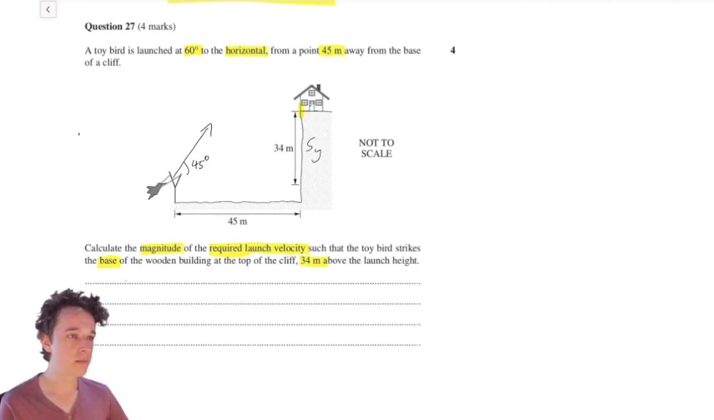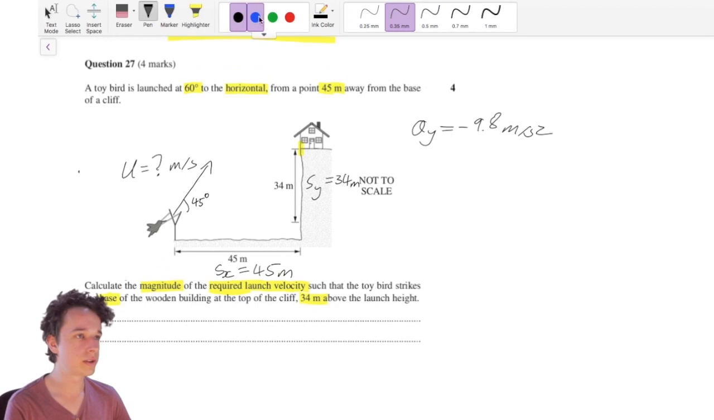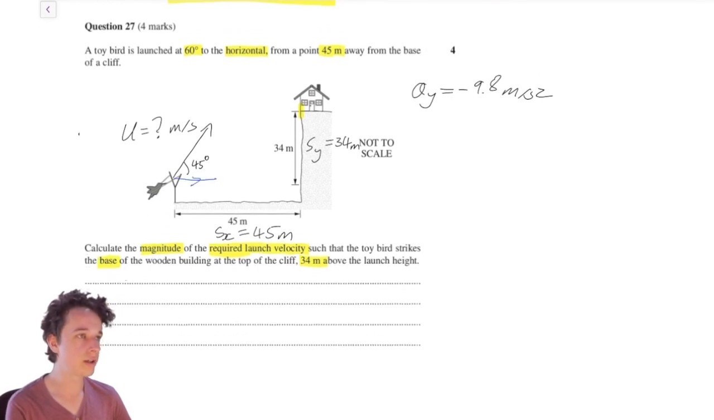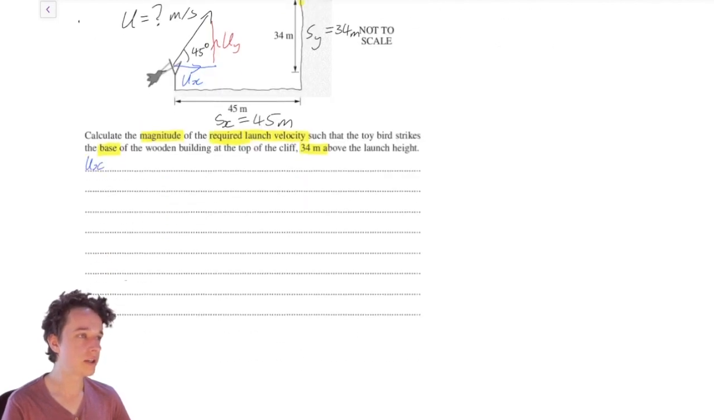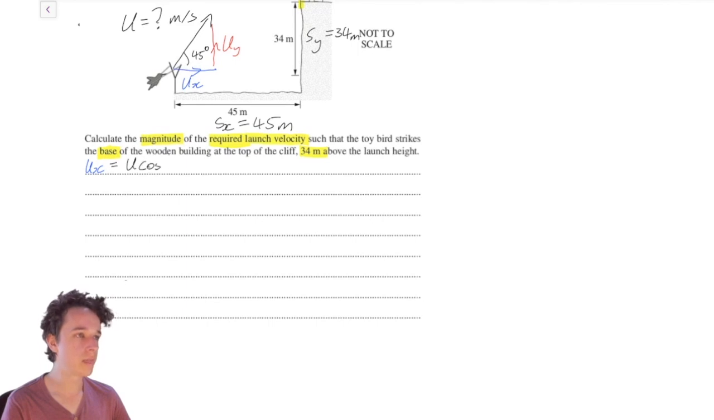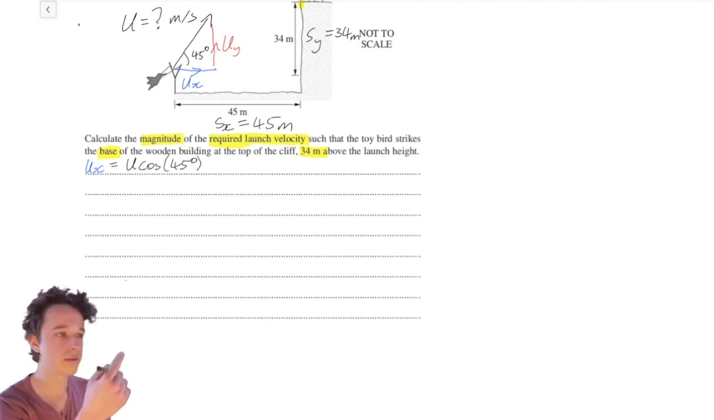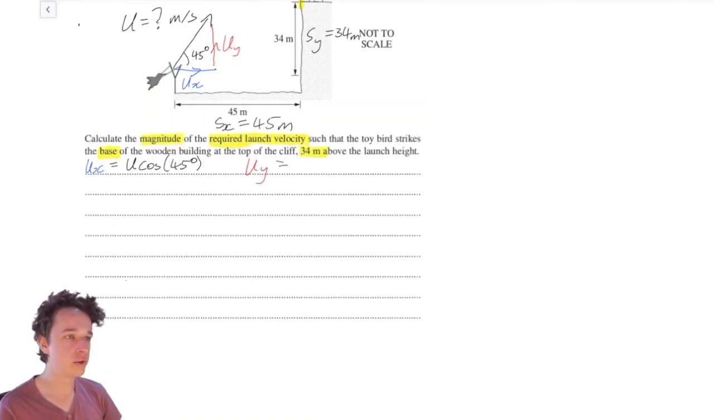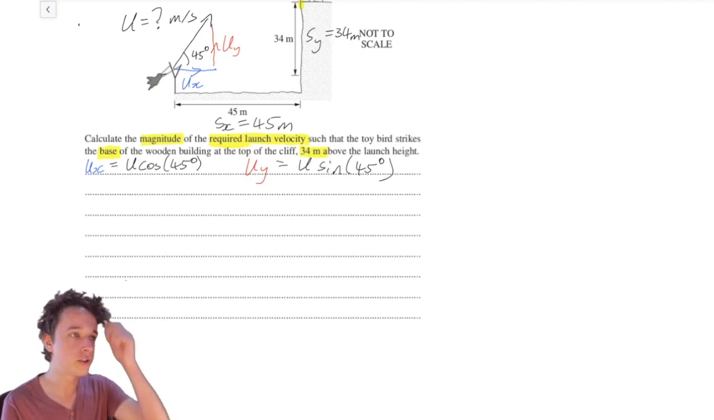So our displacement in the y component is equal to this 34 meters. The displacement in the x component is equal to this 45 meters. The initial velocity is the thing that we are trying to find. We're still assuming that the acceleration due to gravity is negative 9.8 meters per second squared. Let's just consider ux and uy. We can say that ux is equal to u cos 45, if we just use our standard trigonometry. Uy is equal to u sin 45 because its relation to the angle is opposite. What else do we know about the x component?